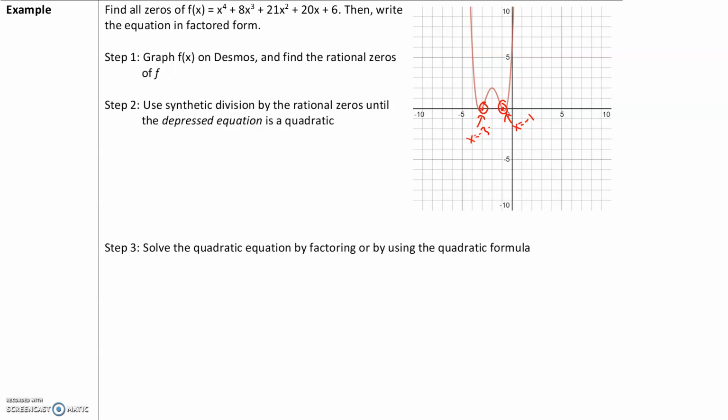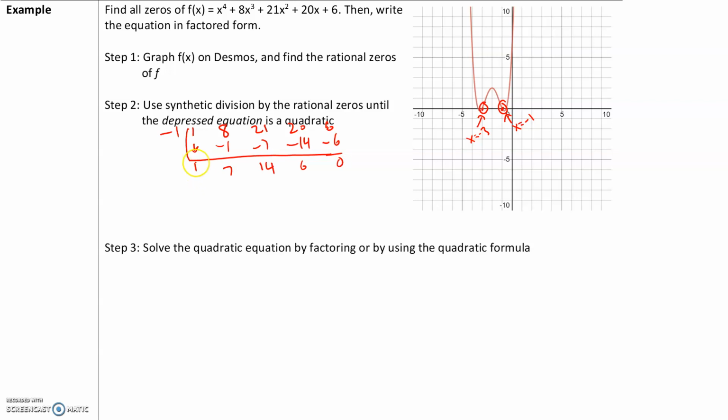Okay, now let's do synthetic division until we get a depressed equation that's a quadratic. So let's set this up. We got 1, 8, 21, 20, and 6. And it doesn't matter which zero you start with. I'm going to start with -1. So I bring the 1 down. -1 times 1 is -1. 8 minus 1 is 7. -1 times 7 is -7. That's a 14. -1 times 14 is -14. That's a 6. -1 times 6 is -6, and that's a 0. If we did it correctly, the remainder is always going to be 0.